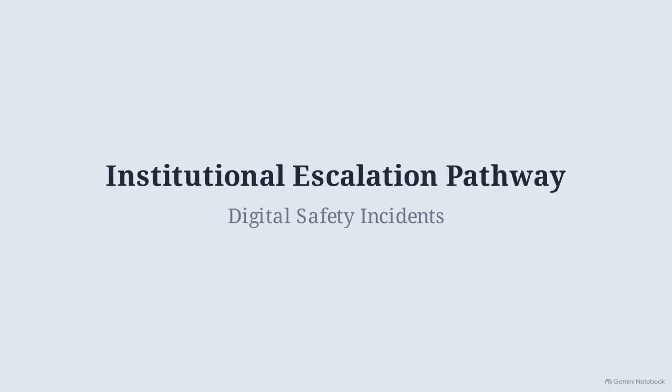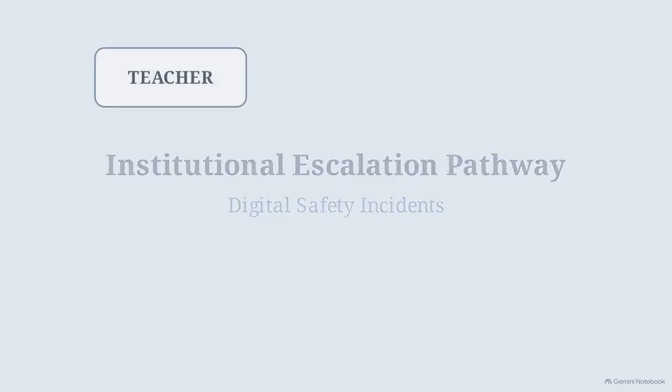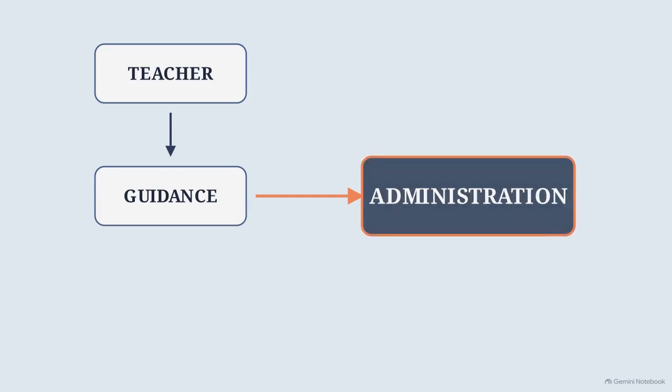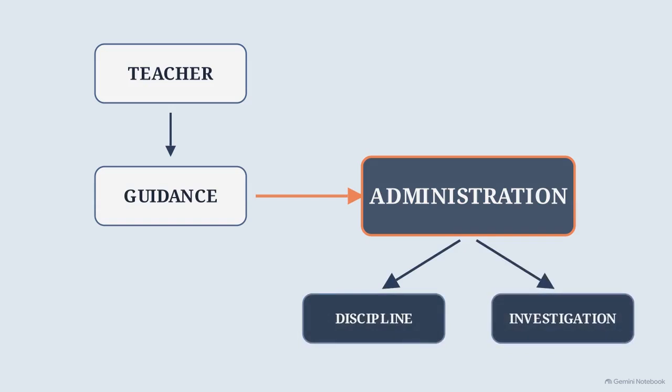This flowchart maps the formal response pathway you will use to escalate the issue. The process starts with you at the teacher node. You hand the report to the guidance node, and for serious threats, it branches out directly to the administration node. Expanding the administration node reveals their specific mandate. School administrators, not classroom teachers, are responsible for executing disciplinary actions and conducting formal investigations.